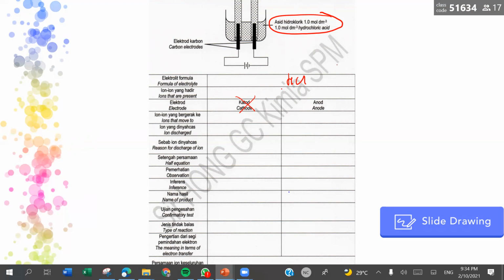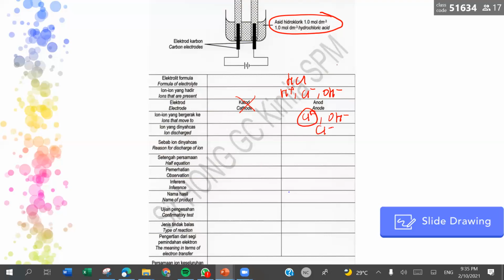Anyone can shout out the answer. H plus, Cl minus, and OH minus. Very good. I got this one, this one, this one. Who goes to my anode? Cl minus, OH minus. Excellent. Okay. Now, which one will be selectively discharged? Cl minus. Okay, very good. I will choose Cl minus.